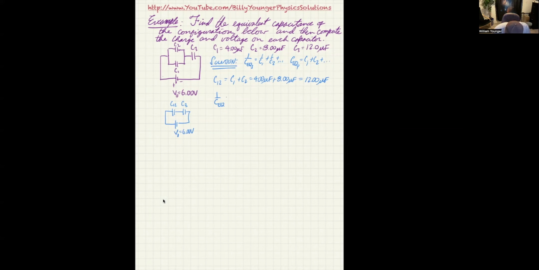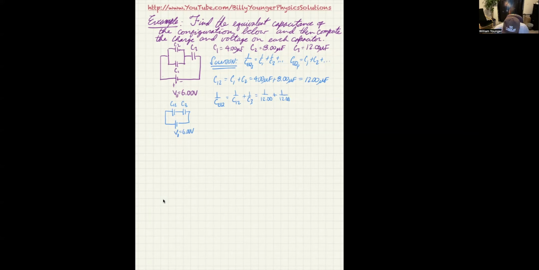That's equal to 1 over C12 plus 1 over C3. 1 over C12 is 1 over 12.00. I'll leave the units off. And 1 over C3 is 1 over 12.0. Probably wouldn't hurt to go ahead and put another 0 on there as a sig fig. So notice now that C3 has 4 sig figs, just for the heck of it. So now I'll go back and put a fourth sig fig on there as well.